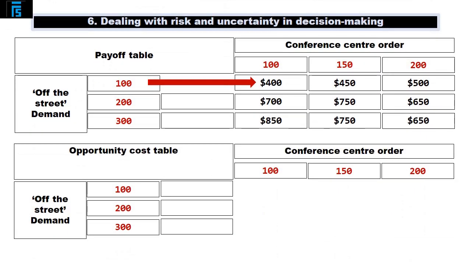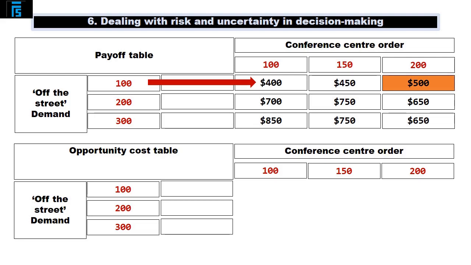The opportunity cost table has the same structure and headings as the payoff table. The table is completed crossways, but read downwards. Consider the first row on the payoff table. If it turns out off-the-street demand was 100, then the best decision we could have made in hindsight would have been to accept an order of 200 from the conference centre. This would give the maximum possible return.